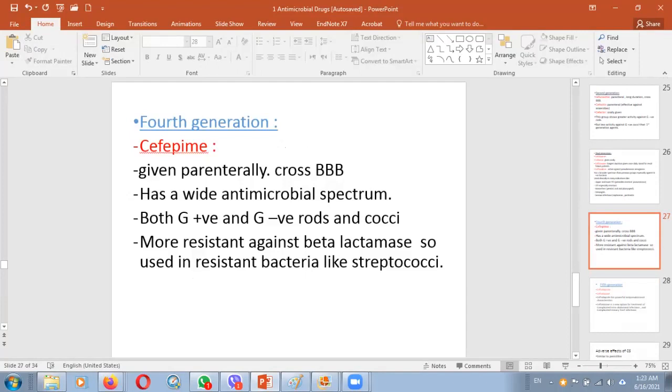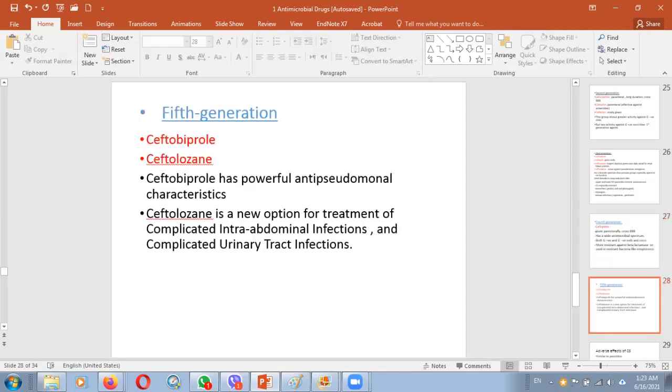Fourth generation includes cefepime, given parenterally and can cross blood-brain barrier, has wide antimicrobial spectrum for both gram-positive and negative rods and cocci, and more resistant against beta-lactamase, so is used in resistant bacteria like streptococci. The fifth generation includes ceftobiprole and ceftolozane. Ceftobiprole has powerful anti-pseudomonal characteristics, and ceftolozane is a new option for treatment of complicated intra-abdominal infections and complicated urinary tract infections.